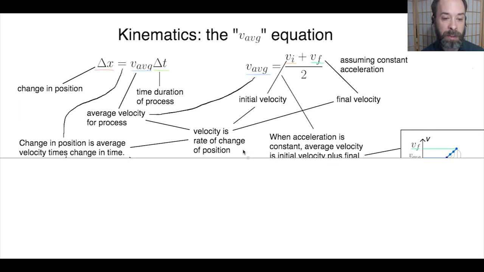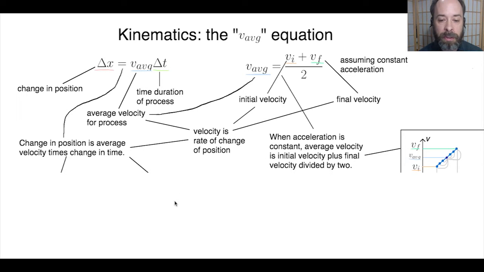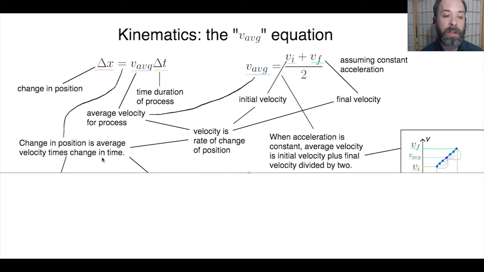We got a lot of velocities going on here, so it's important that we remember that velocity is the rate of change of position. And when we summarize our equations, what we have is change in position equals average velocity times change in time for this one. And over here we have average velocity is equal to initial velocity plus final velocity divided by 2 under conditions of constant acceleration, which again is our normal conditions.